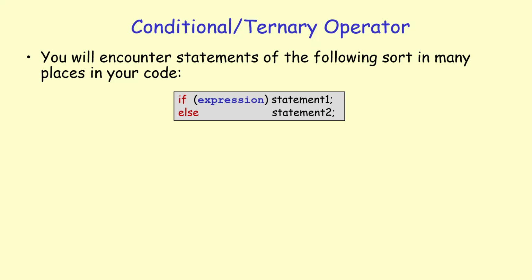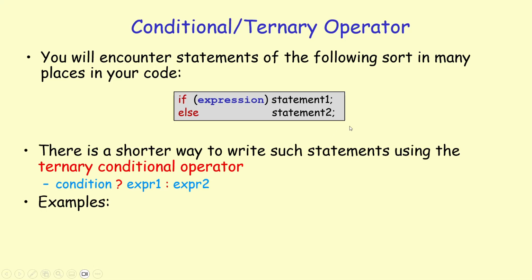In many places in your program, you'll encounter statements of the following sort. If expression, statement 1, else statement 2. So basically, we are saying evaluate the expression. If the expression evaluates to true, then execute statement 1, otherwise execute statement 2. There is a shortcut for these kinds of if-else statements. It's called the ternary conditional operator, which has the following syntax. So you're basically saying condition, which is the expression in here.